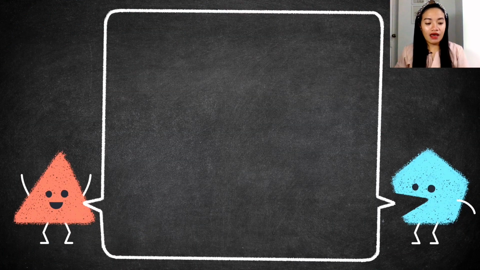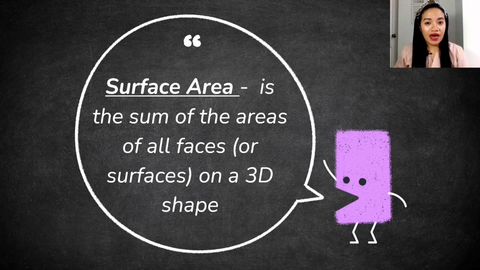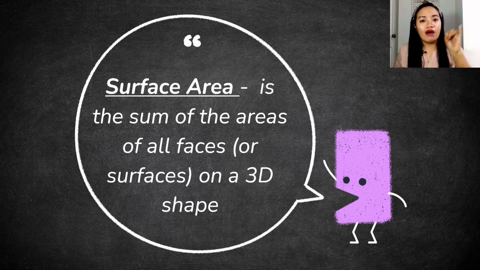Okay, learners, let us have our lesson for today, which is surface area of solid figures. Let us define first what is surface area. Surface area is the sum of the areas of all faces or surfaces on a 3D shape. 3D or solid figures. So 3D meaning three-dimensional figures. Kaya 3D, ano-ano yung mga dimensional na yon? We have the length, width, and the height.